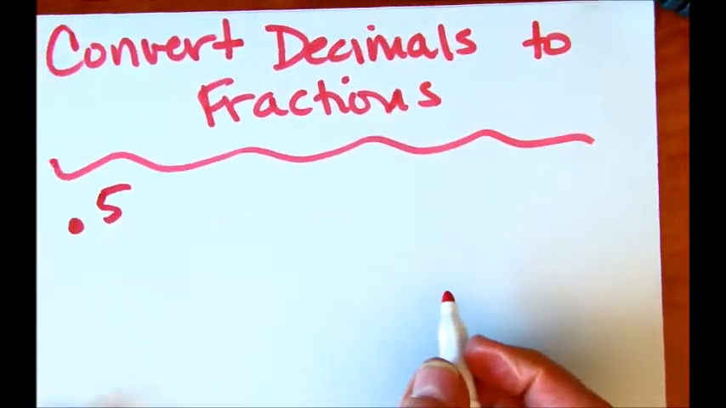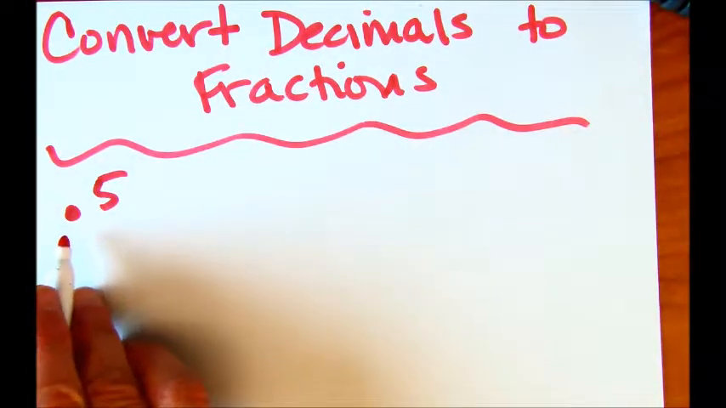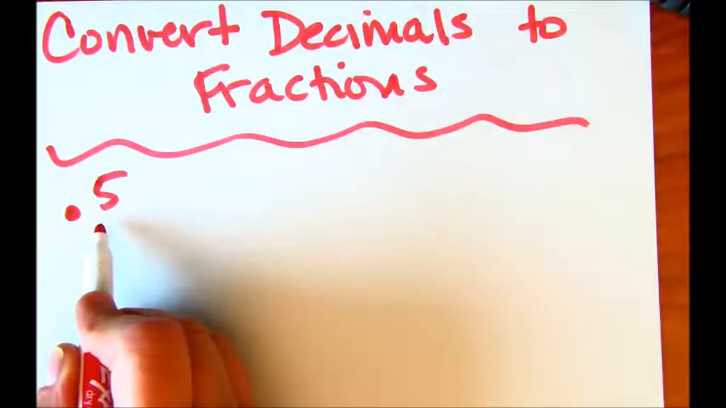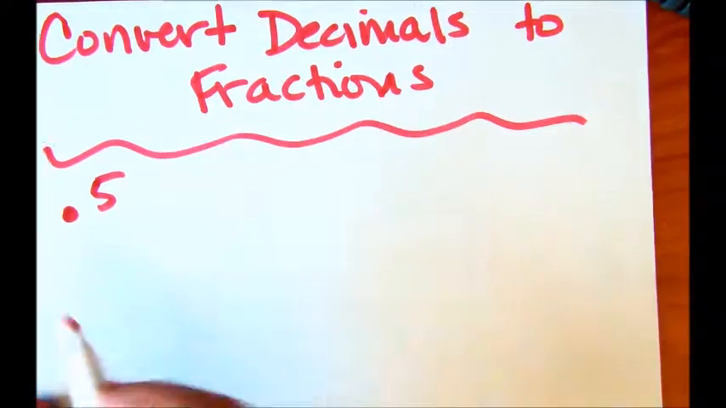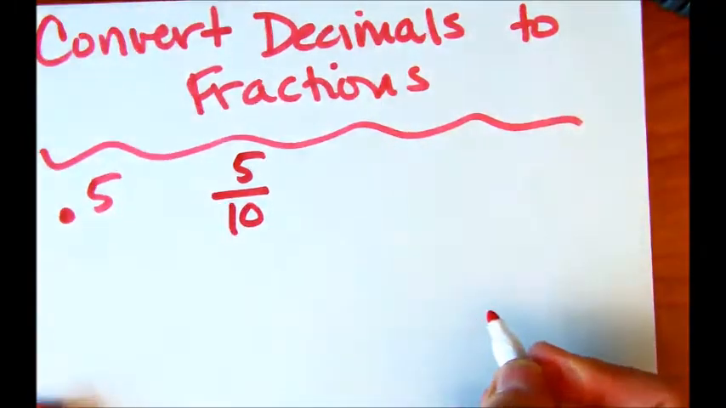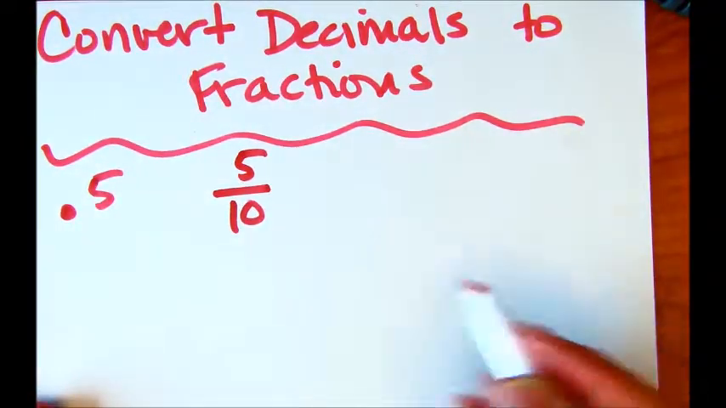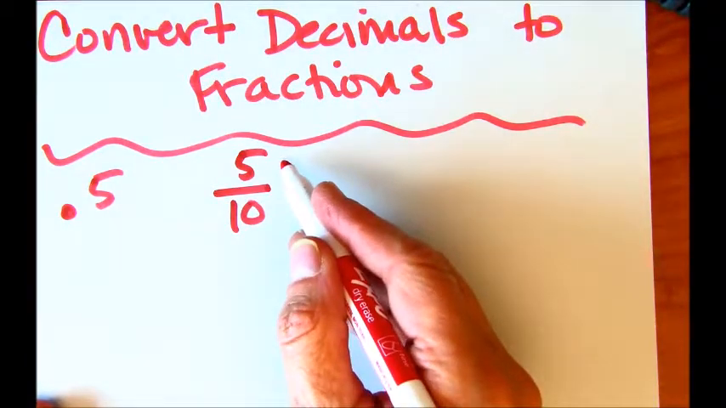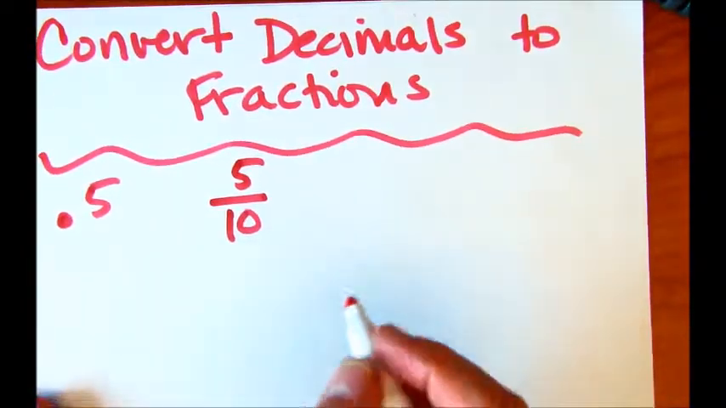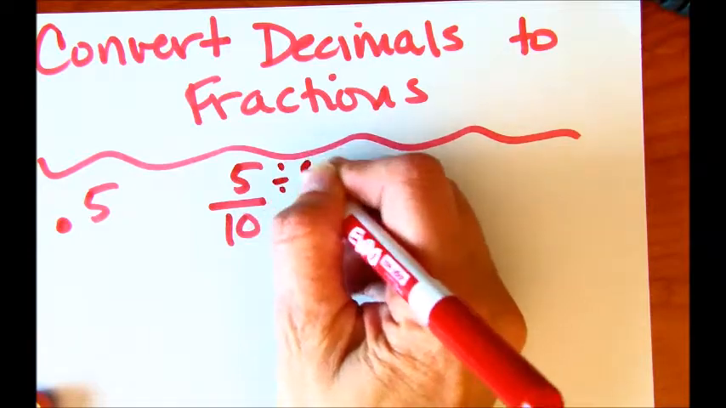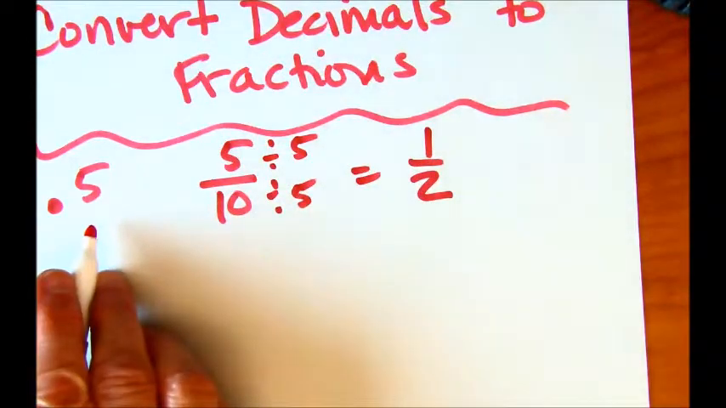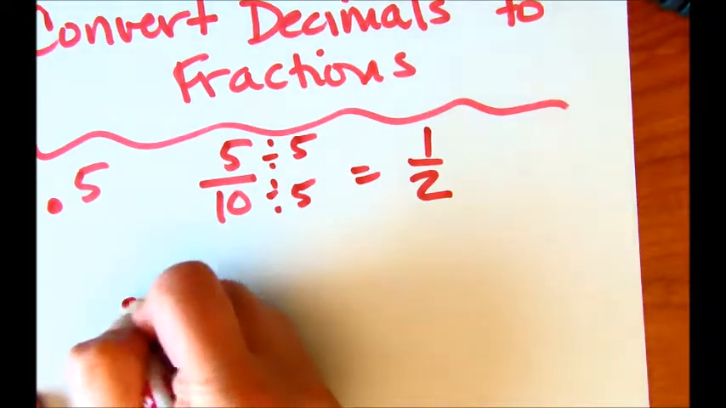Say you've got 0.5. Well, 0.5, if you say it correctly using the place value, is really 5/10. And if you can say it, you can write it. So 5/10 is really a fraction 5/10. Now notice this is not reduced. So if you have a fraction when you're converting and it looks like you could reduce it, go ahead and reduce to lowest terms. So we're going to divide by 5 and get 1/2. So 5/10 is equivalent to 1/2.